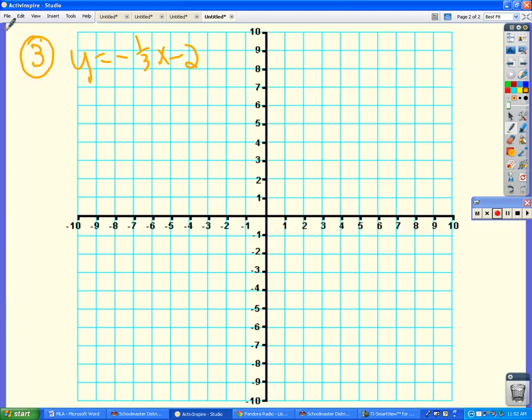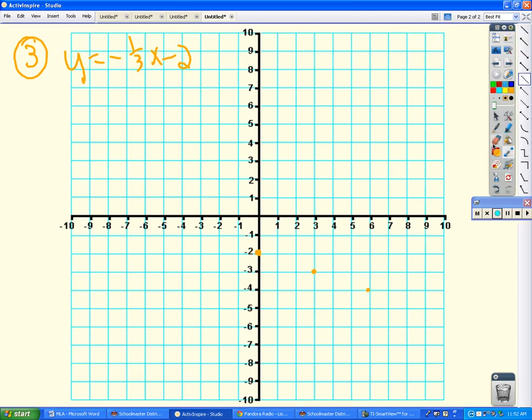Okay, here's what I'm talking about, Brianna. This one crosses at negative 2, right? So to put a dot at negative 2, it has a slope of negative 1/3, which means we go down 1 and over 3, down 1 and over 3. Okay, now you're making sense. Okay, good.